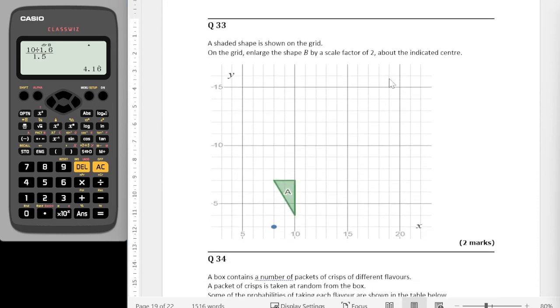Okay, question 33. A shaded shape is shown on the grid. On the grid, enlarge shape B by a scale factor of 2 about the indicated centre. So this is my indicated centre. If I look at a specific point, and that's the only one I'm going to look at, moving in this way my shape's going to be twice as big, but where I start drawing it from is what I work out here. Currently this is 2 squares across and 1 square up. If I double that distance, it's going to become 4 squares across and 2 squares up.